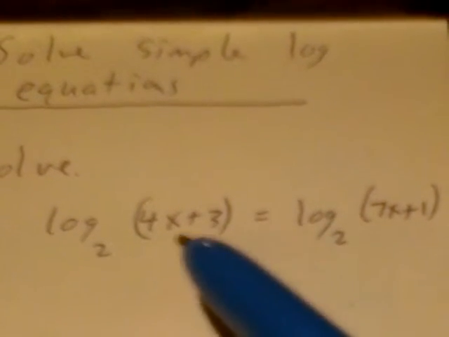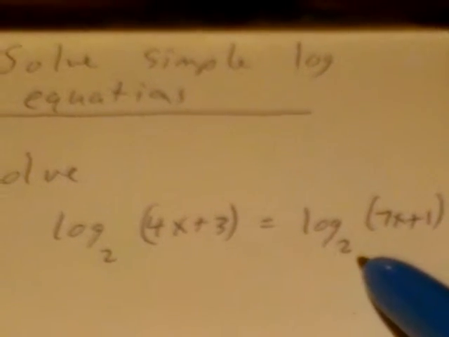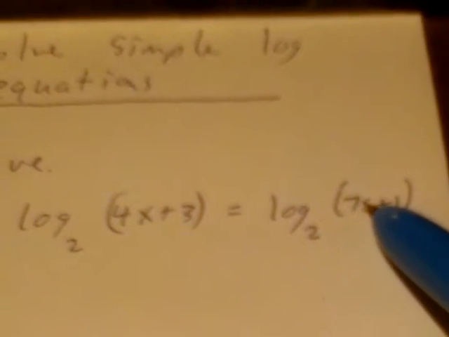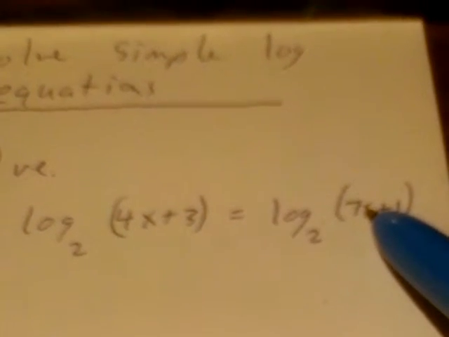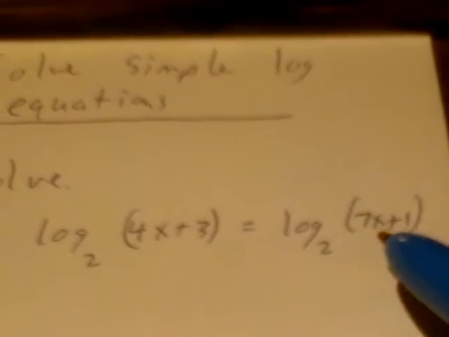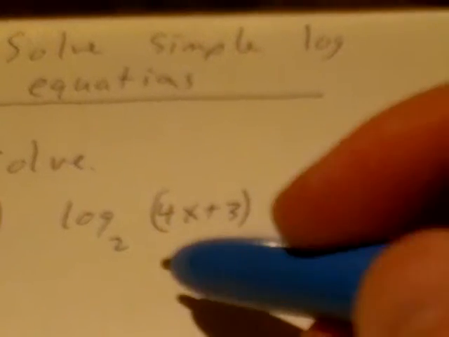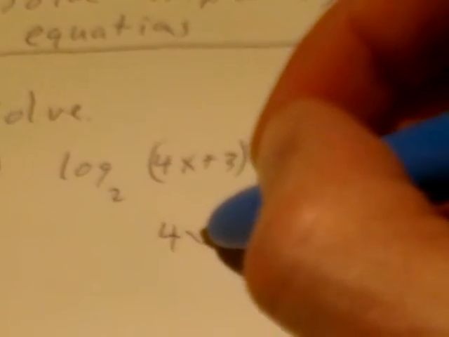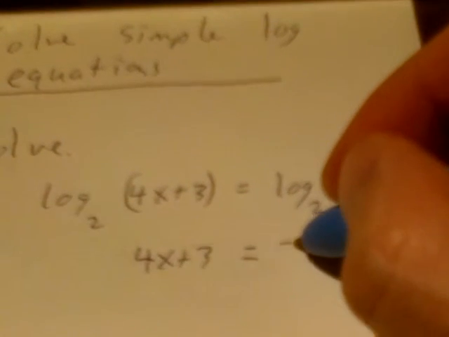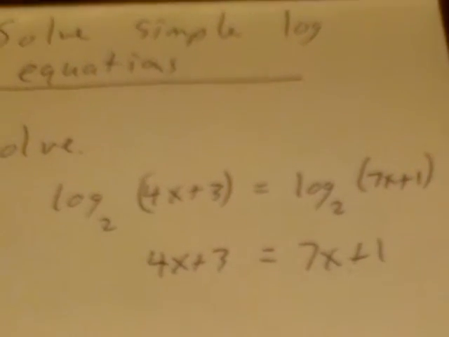So just as long as the log and the base are the same, then all we need to do is make this piece equal to this piece, just like we did last lesson when we did our exponential equations. We had to make the bases the same. These are already the same. So then we just make our equation, which is 4x plus 3 equals 7x plus 1.